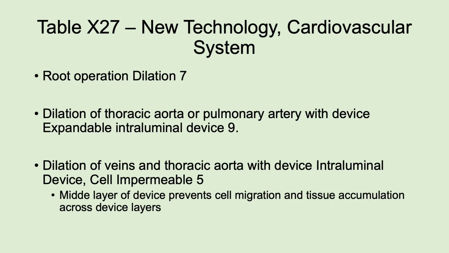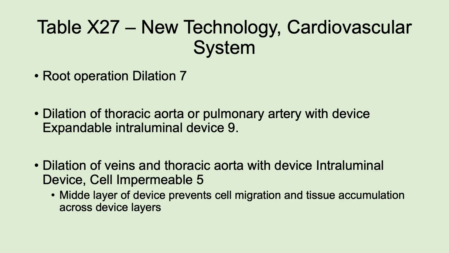Okay, also in 72X27, this is cardiac vascular system. Dilation. This is for root operation 7, dilation of the thoracic aorta or pulmonary artery with device expandable interluminal device value 9. So it's also dilation of veins in thoracic aorta with device interluminal device cell permeable 5. So 2 different new devices in this table X27.